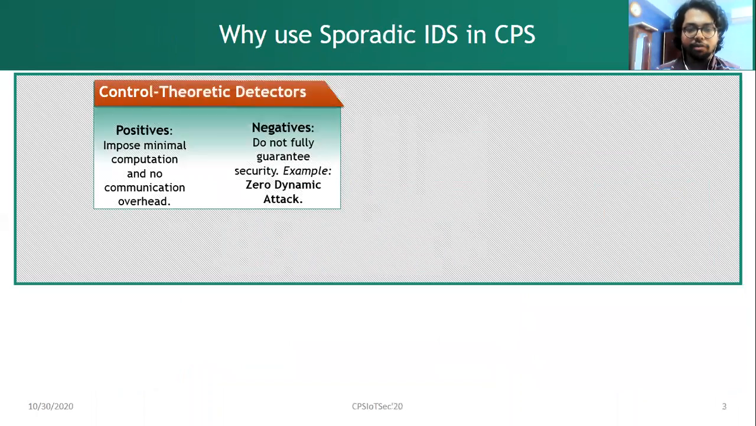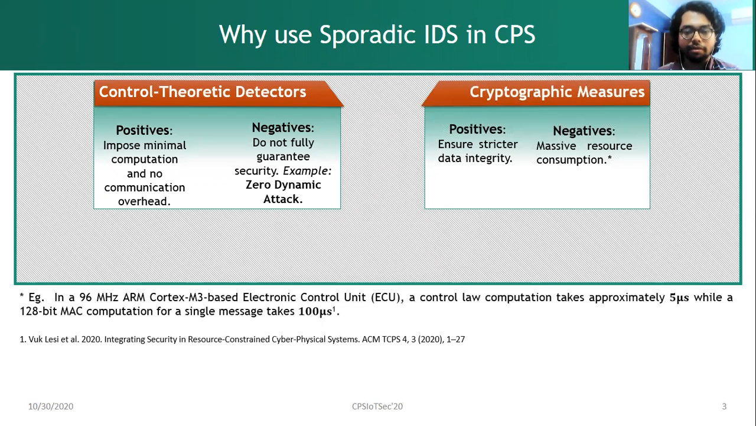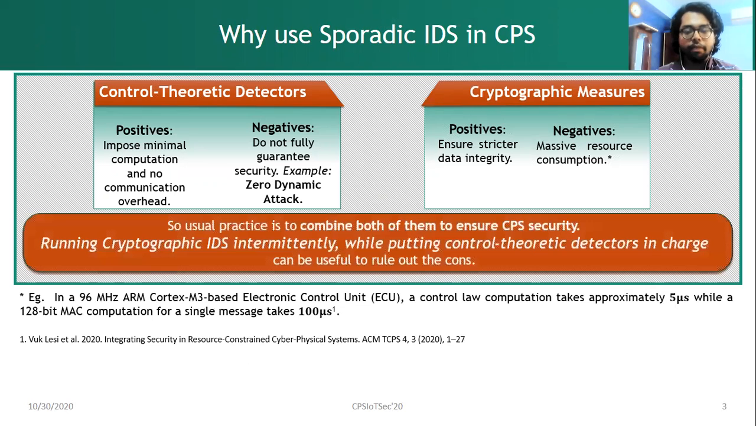Now, there are obvious pros and cons to each of the security measures. The detectors impose minimal computation and communication overload, but cannot fully guarantee security. In that case, cryptographic IDS is more useful because it imposes more data integrity, but at a cost of huge resource consumption. But that is why the idea of sporadic IDS comes in the picture, because it talks about intermittently running the cryptographic IDS while we put the control theoretic IDS in charge to balance the security and the resource consumption.